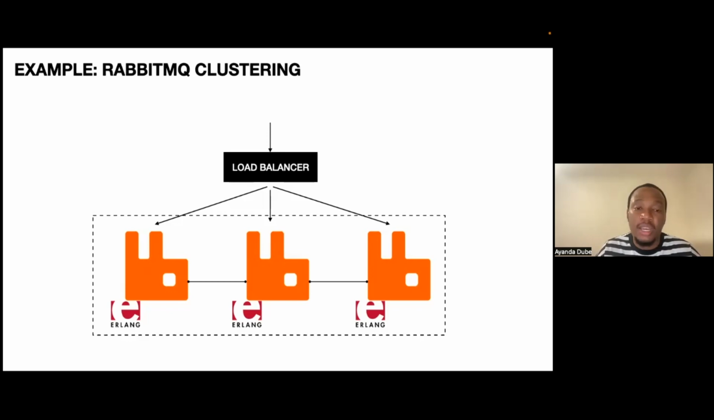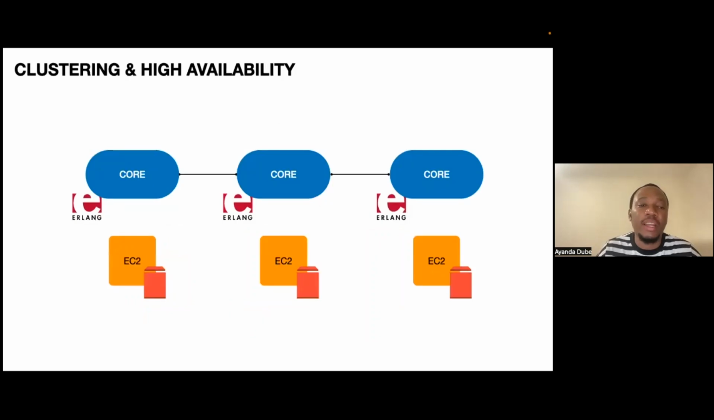But if we're translating this into AWS, taking the core part of our application and running those on EC2 instances, what it means is that you join those nodes together to form a cluster, and they'll be running on EC2 instances.